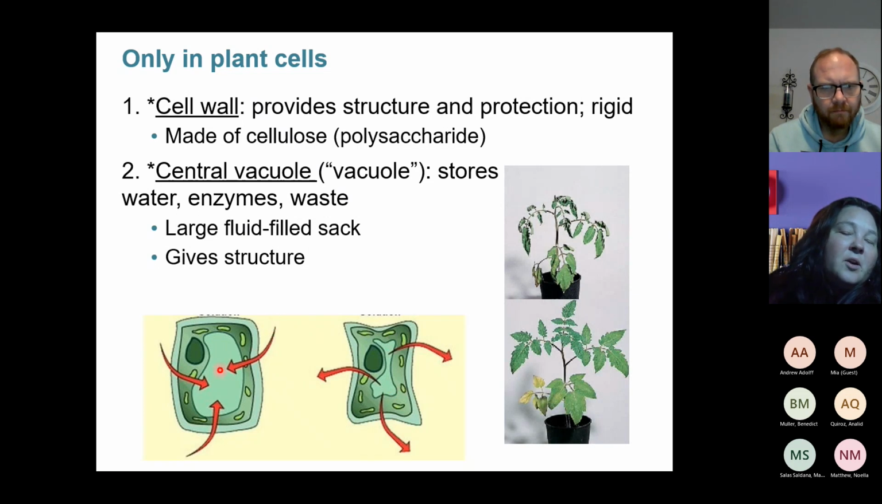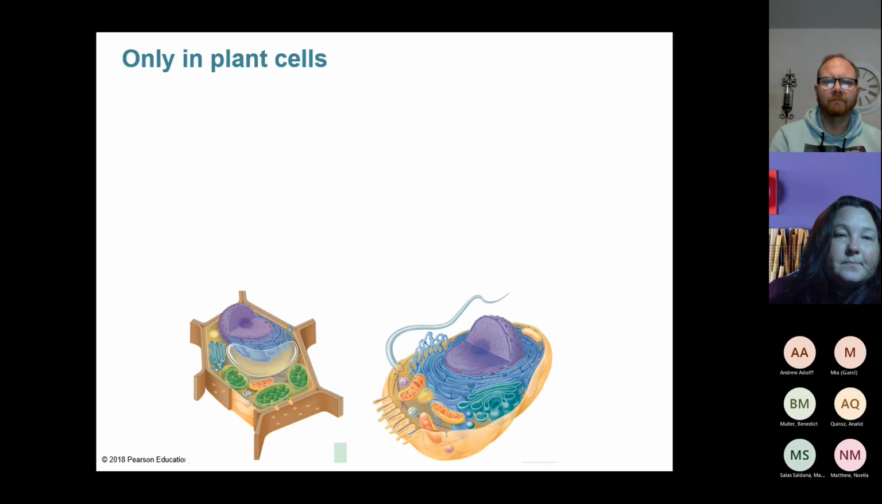Here's a picture of the importance of the central vacuole. When the cell does not have enough water, the central vacuole is shrunken like this, and that causes the sides of the cell wall to bend in slightly, which means a plant without enough water is going to be wilty. But when there is enough water, the central vacuole swells and causes the cell wall to become straight and rigid. That is why when you water your plant enough, it looks like this, because the cells have structure instead of being shrunk.